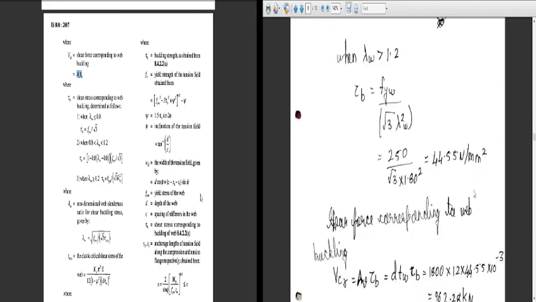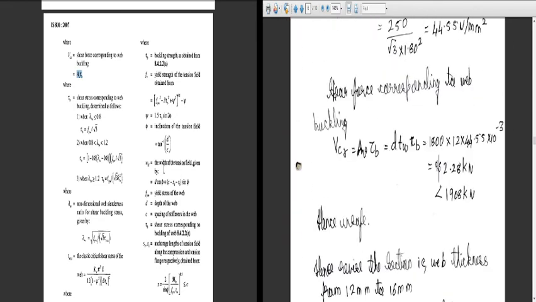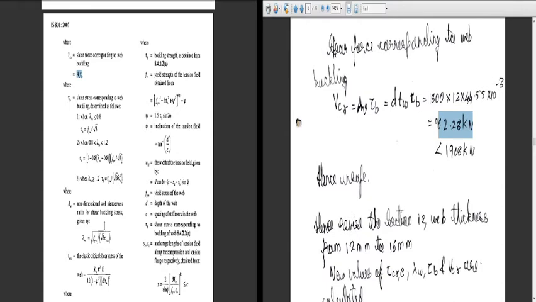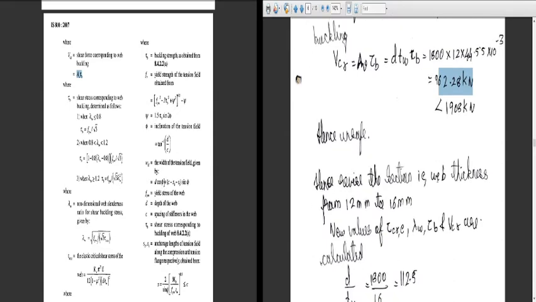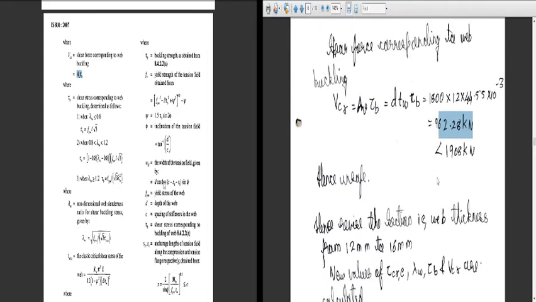Obviously whatever we are designing should be greater than 1908. But what is happening here? We got a lesser value, 962.28 kilonewton, as the shear force acting already due to the loads is 1908. Hence it is unsafe, so we should revise the section. Now if a revision of the section is needed, what should we revise?